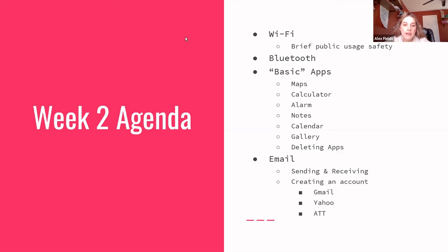And then we're going to quickly go over email. We're going to very briefly and very basically go over how to send and receive an email. And then we will be creating a Gmail account so you can see how to create an account. My hope is that once we learn how to create one account and we go to another site, we can continue using those skills to create multiple accounts, any type of account that you would like. Okay, great. Any questions about next week's agenda?